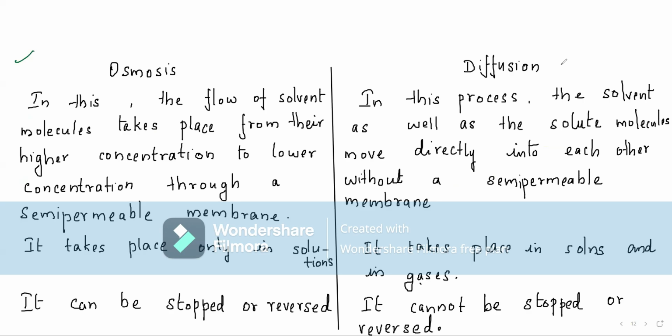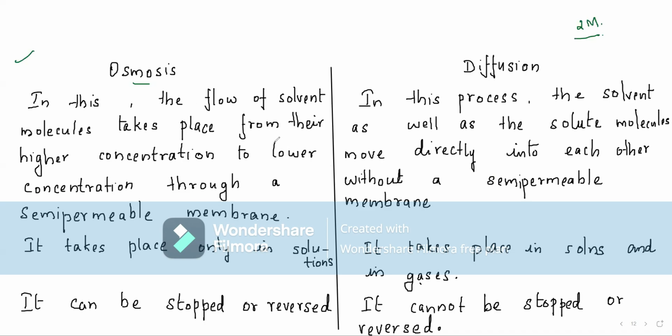Sometimes we get confused between these two terms. So here are the differences between osmosis and diffusion, which can be a 2-mark question. Give 2 differences between osmosis and diffusion. Now, osmosis, as we just studied, is the flow of solvent molecules from the dilute solution to the concentrated solution.